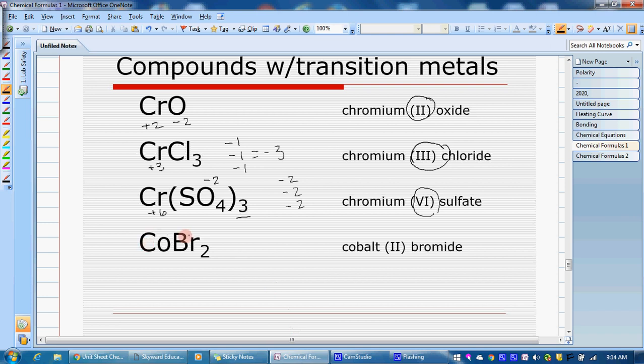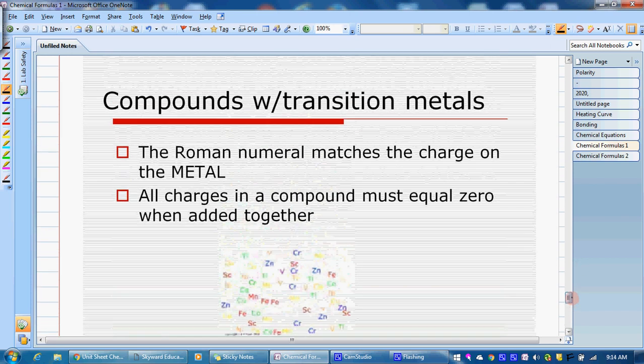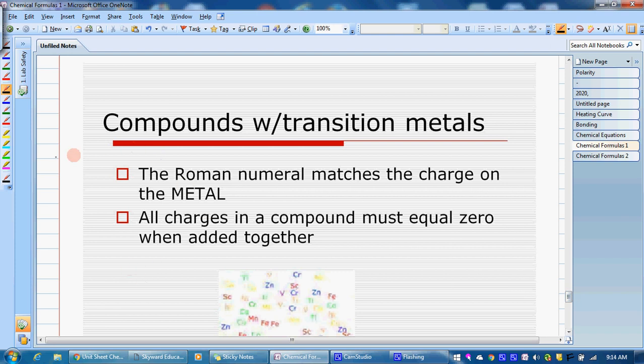Bromine, each bromine has a -1 charge. There's 2 of them, so we know we have -2, so cobalt has to have a +2 charge. Okay, so that's an example of how you figure out your Roman numerals when you have a transition metal. Okay, so again, things to remember: the Roman numeral matches the charge on the metal, and the charges when added together must be equal to 0. 2 things that you have to remember.